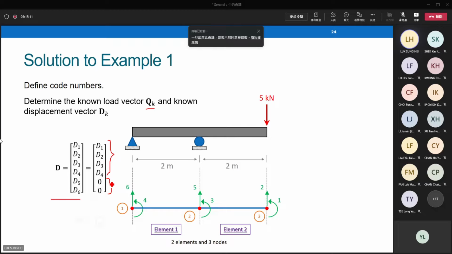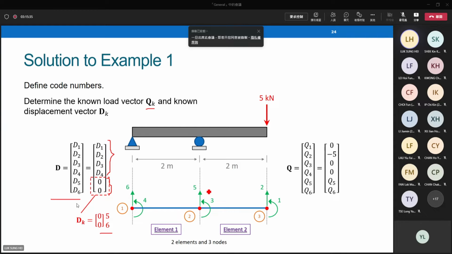So this shows you where Dk is. Dk, a 2 by 1 vector, corresponds to code number 5 and code number 6. If Dk contains code numbers 5, 6, then you can see that Qk should contain the remaining code numbers 1, 2, 3, 4. Or you may do it in the same way.